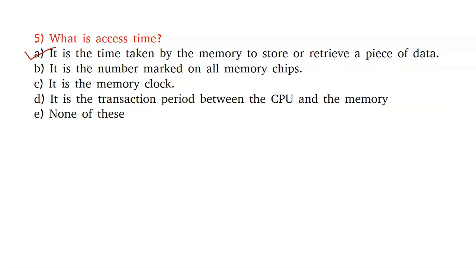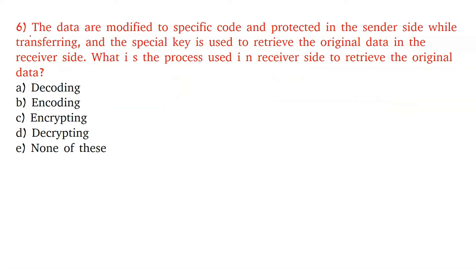छठवें क्वेश्चन की ओर बढ़ते हैं. The data are modified to specific code and protected in the sender side while transferring, and the special key is used to retrieve the original data in the receiver side. What is the process used in receiver side to retrieve the original data? A. Decoding, B. Encoding, C. Encrypting, D. Decrypting, E. None of these. The correct answer will be D. Decrypting. शायद ये भी बहुत आसान था.